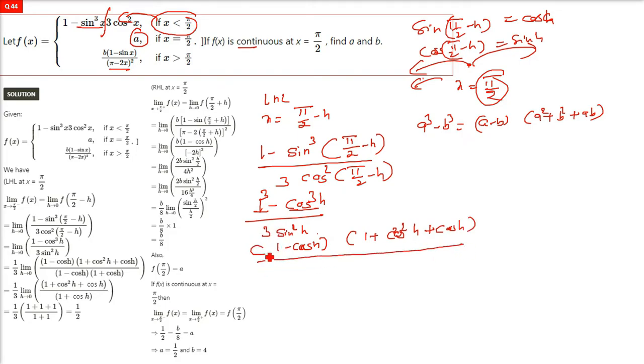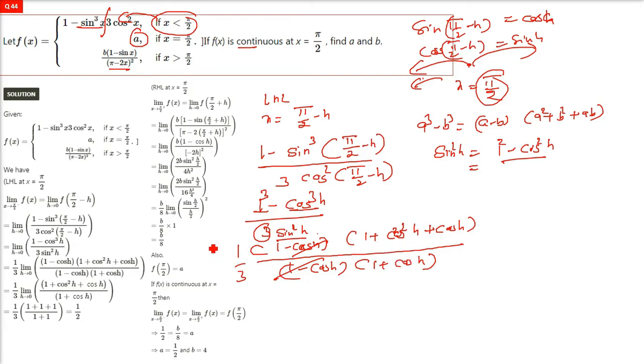So we already have 3 here, so we'll use this 3. And this is sine square h. Sine square h we can write it as 1 minus cos square h, 1 square you can write. So 1 square minus cos square h is 1 minus cos h, 1 plus cos h. Okay. So 1 minus cos h you can cancel it out. 1 by 3 was already there.